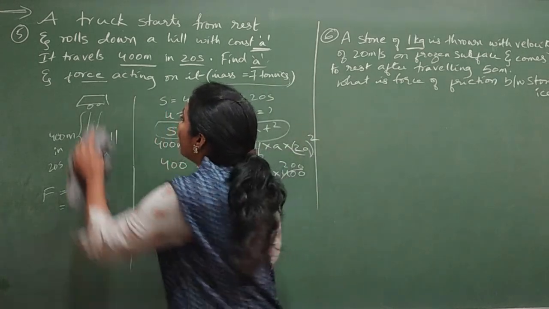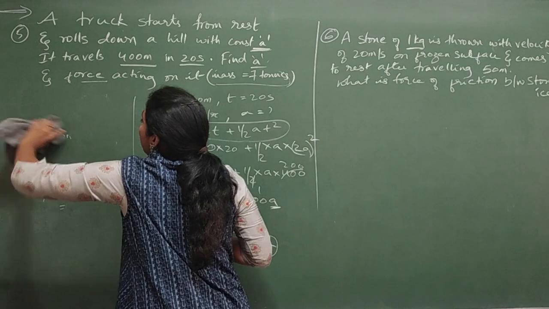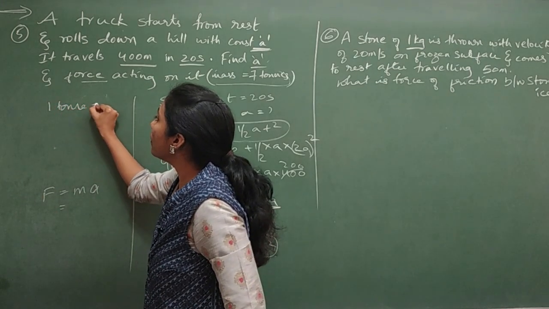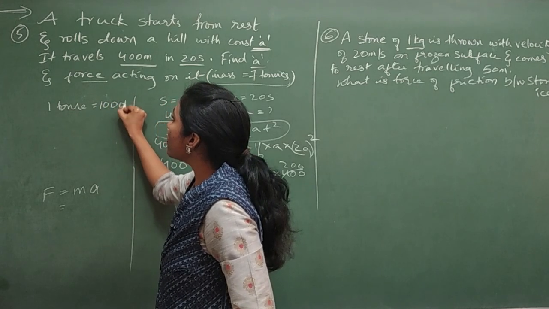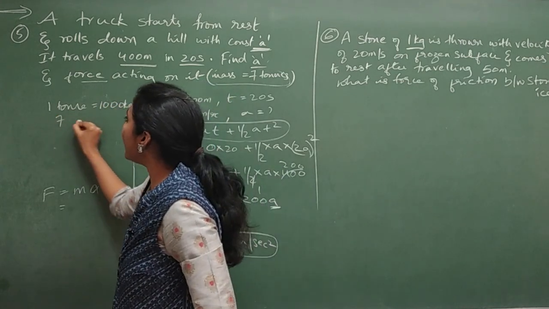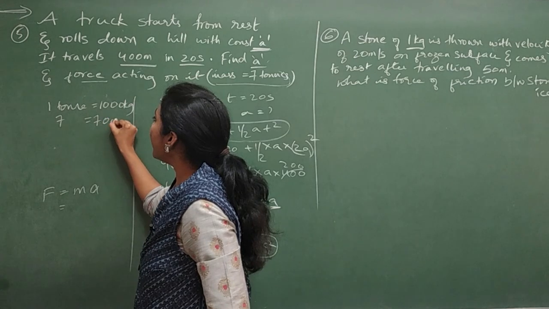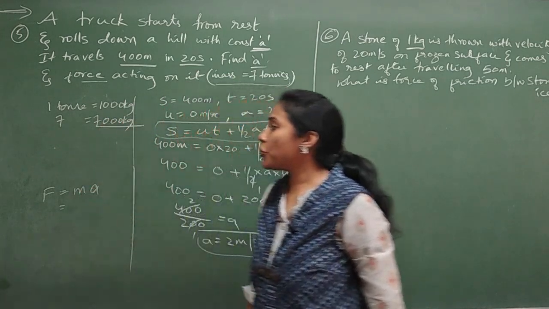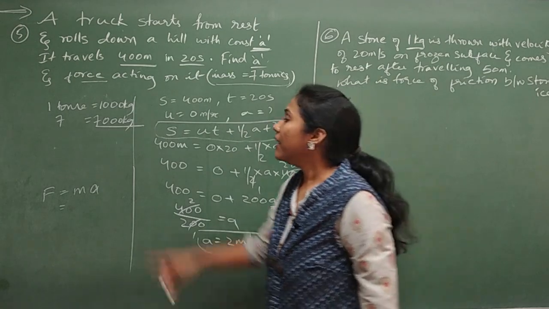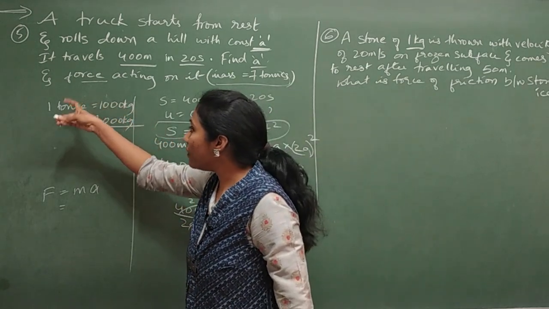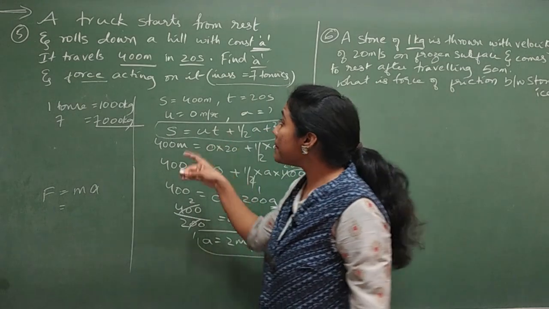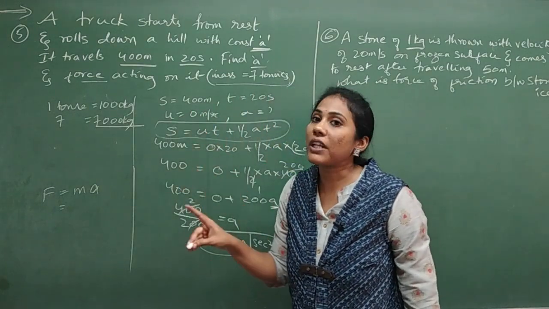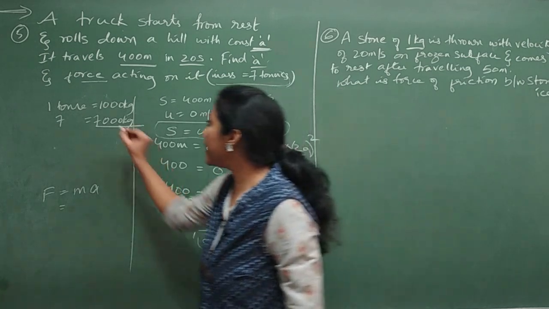And here, let me erase this diagram. 1 ton is equal to 1000 kg. So 7 tons is equal to 7000 kg, right? I told you mass you should always take in kg. It is given in tons, we converted tons into kg. Sometimes it will be given in grams. When it is given in grams, you should convert that into kg.